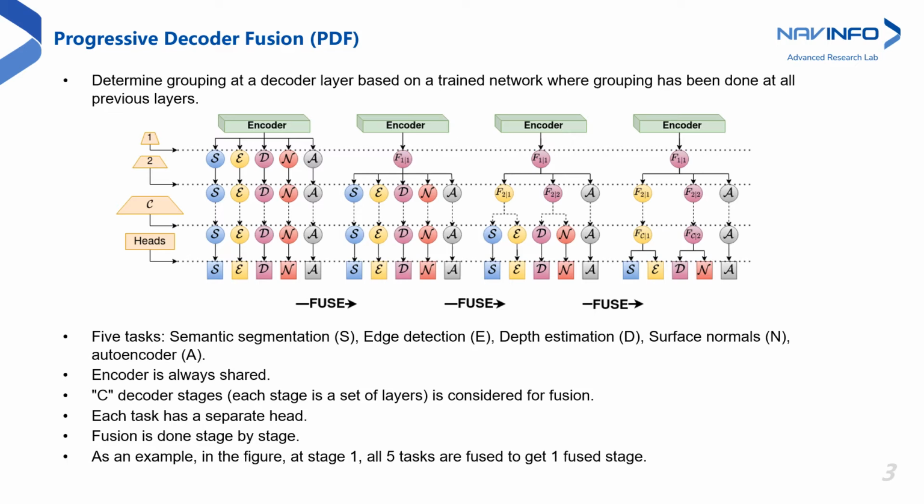Fusion is done stage by stage in a progressive fashion as is illustrated in the figure. Towards the left is the initial train network. After fusion at stage 1, we get the second network where all tasks are fused in the first stage.